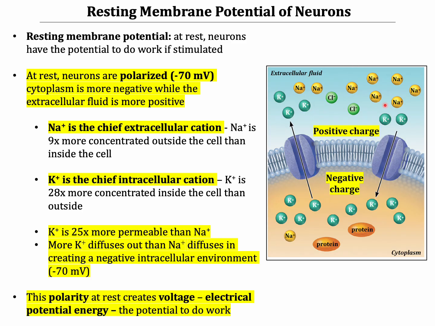We also find a unique distribution of ions. Sodium is the chief extracellular cation versus potassium is the chief intracellular cation. So there's this unique distribution here across a neuron as well as across a muscle cell. This polarity, this difference, is what creates voltage. It's what creates the potential to do something.